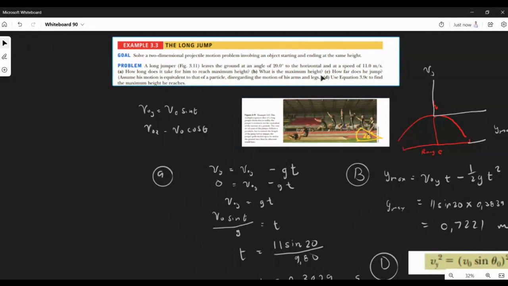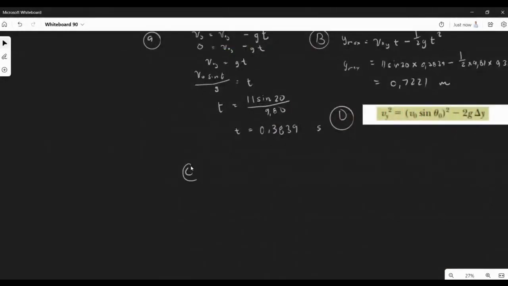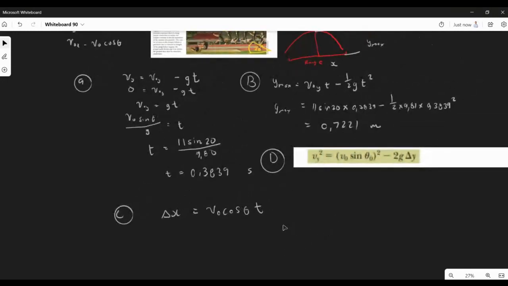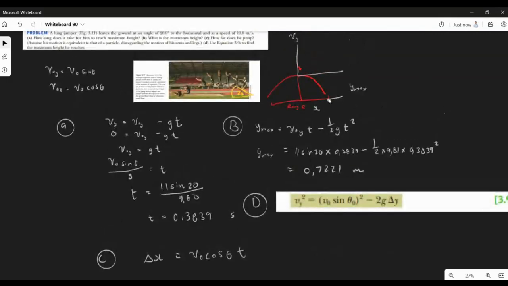Okay, so C, they're talking about how far does it jump, and typically they're talking about the x, right? So they're talking about this part over here. We obviously know our equation: delta x equals v cos theta times time. I hope you remember that. But what's important to note for this time is that we first have to find the time it takes for him to travel all the way from here to there, right?